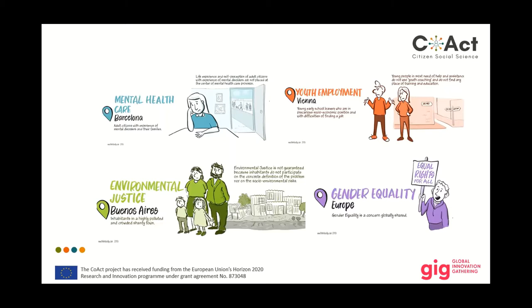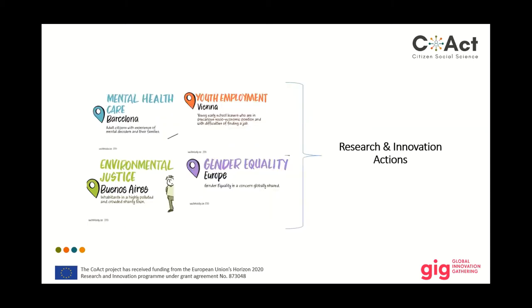The issue being that environmental justice in the country is not guaranteed, because inhabitants do not participate in the concrete definition of the problems nor of the social and environmental risks. And the fourth one is gender equality, in Europe. So we're going to have three different research pilot projects in different regions in Europe. These actions that I just presented to you are what we call research and innovation actions in CoAct.